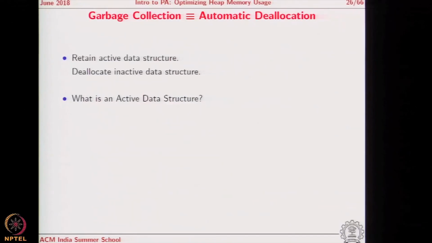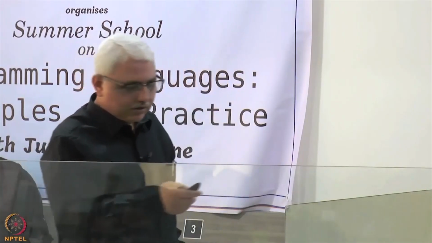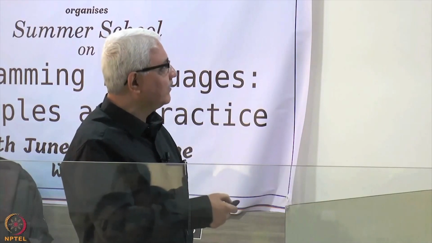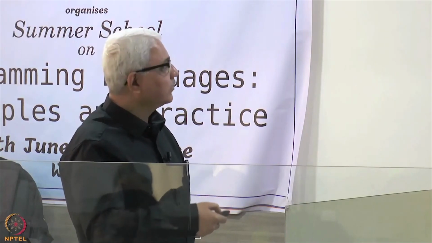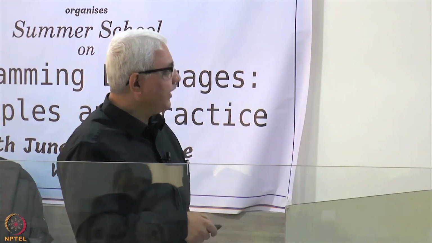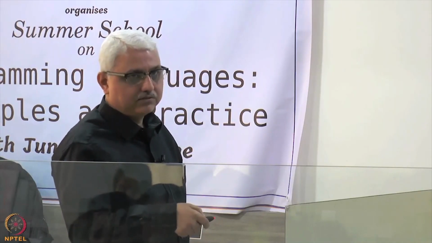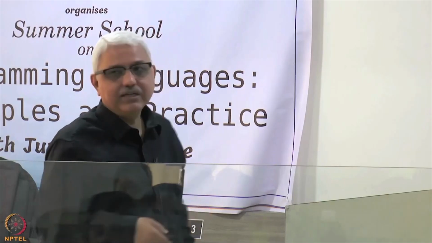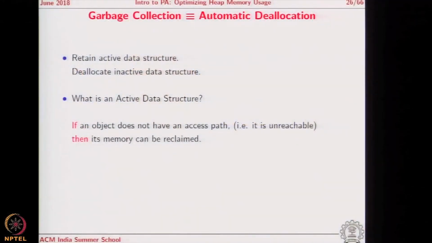What garbage collection says is that if you have a memory location which is not accessible from a program variable, then that is something that is provably unusable, and therefore, we can reclaim that. So, the idea is to retain active data structures and deallocate inactive data structures, and the question is, what is an active data structure? If an object does not have an access path, that is, it is unreachable, its memory can be reclaimed, which is obviously the case, but this definition leaves something outside of the scope of garbage collection.